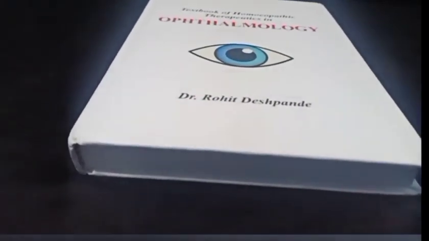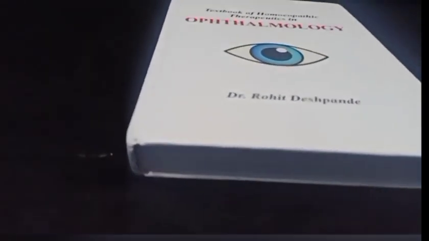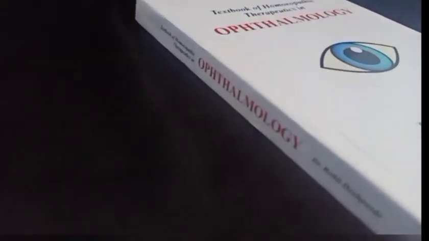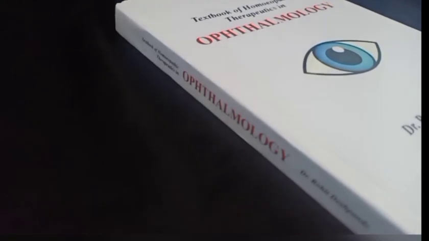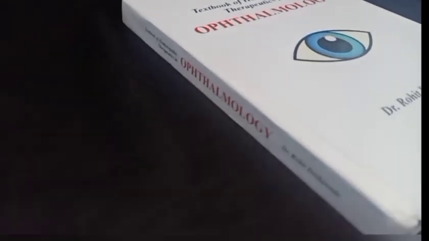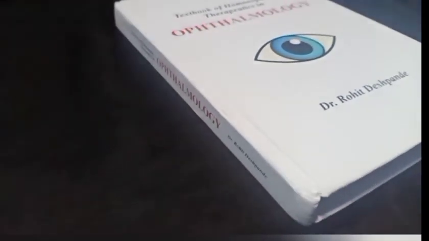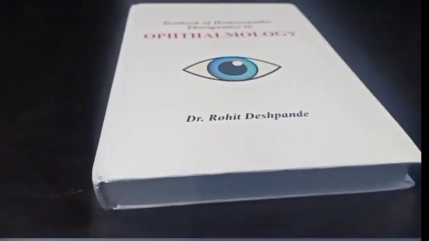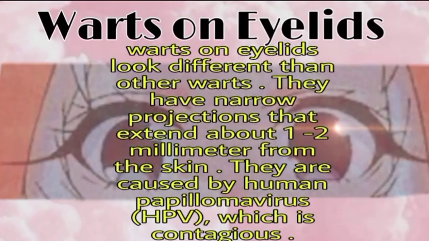In this book, the author has described 36 commonly found eye disease conditions like cancer of the eye, cataract, conjunctivitis, hemorrhage in eyes, etc. For each condition, the author has given the top 10 homeopathic medicines. Now let's take an example of one of such conditions to understand the concept of the book in a more effective manner. Warts on eyelids, another important ophthalmological condition.